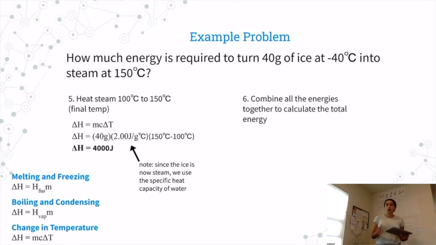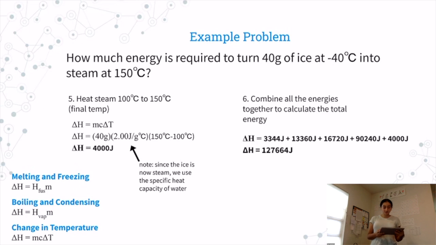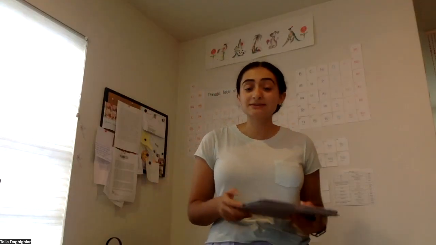Now we are going to combine all of the energies to get the total amount of energy needed to turn 40 grams of ice, starting at negative 40 degrees Celsius, into steam at 150 degrees Celsius. That is what this problem is all about. If we add them all together, we get that the amount of heat required is 127,664 joules. And that ends our example problem. That combines a lot of concepts of phase changes and changing temperatures into one giant problem that I hope will summarize the topic for you and give you a better understanding of this concept.